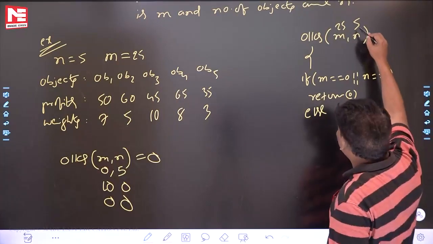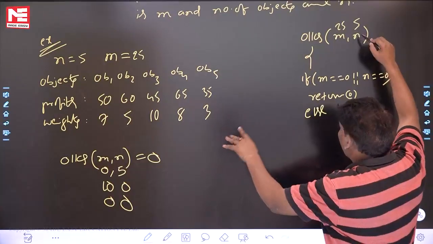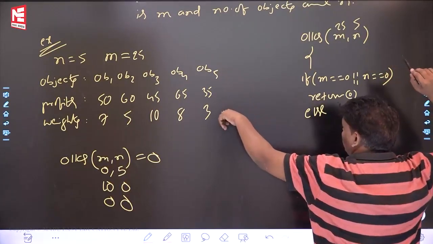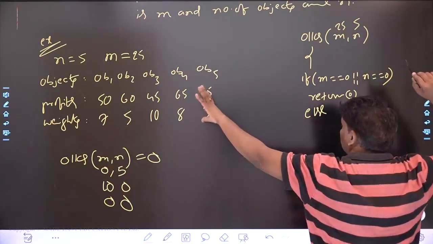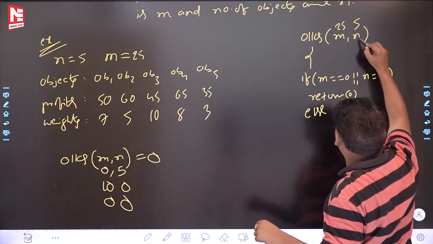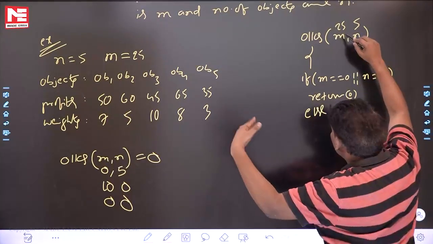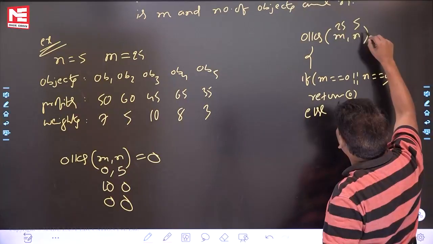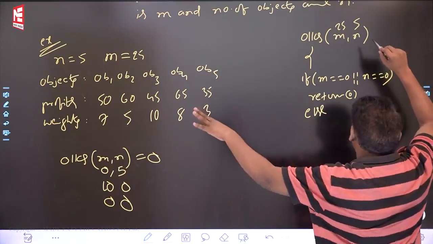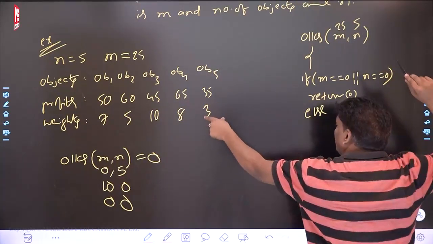Can I say which object you are at? See, this problem has 5 objects, and I am at the 5th object as of now. This problem has 5 objects, I am at the 5th object. It has 2 meanings. The capacity of the knapsack is 25 as of now. Currently I am at the 5th object.